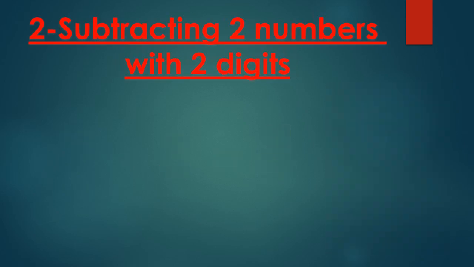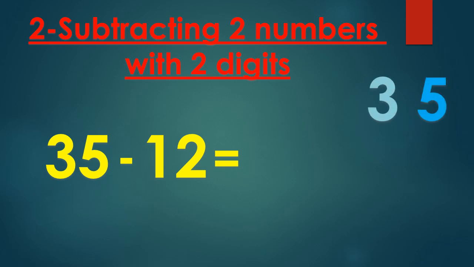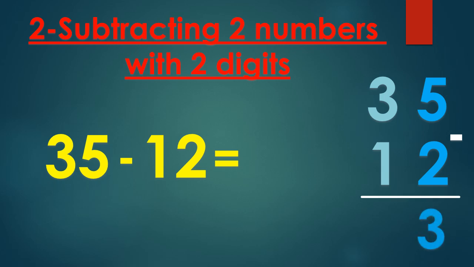Second, we have subtracting two numbers with two digits, like 35 minus 12. Both have two digits. First, we write them one below the other, and then we start subtracting from the right. 5 minus 2 is 3. 3 minus 1 is 2. The final answer is 23.